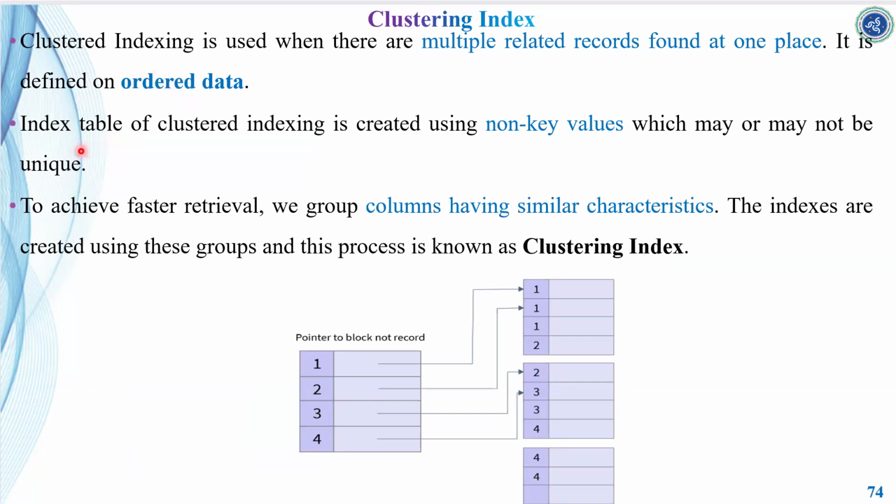The index table of the clustered indexing is created with the help of non-key values, which may or may not be unique. So clustering index means it is not necessary to have a primary key or a candidate key. The indexing can be created for non-key values, so the field value can have repeated values. In order to achieve fast retrieval, we group these columns having similar properties, and the indexes are created based upon these groups. This process is known as clustering index.